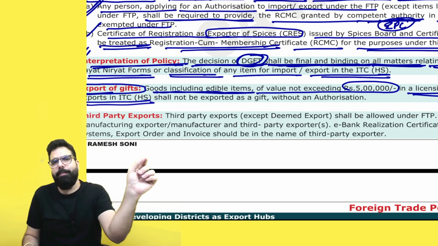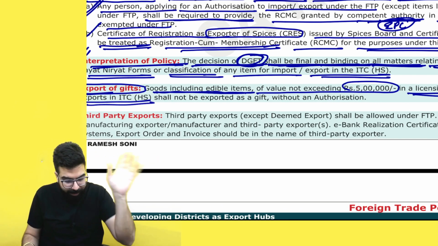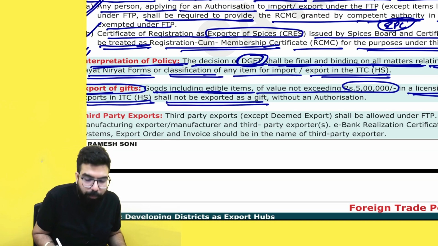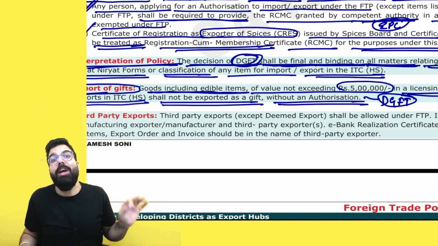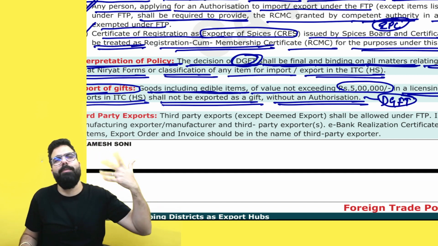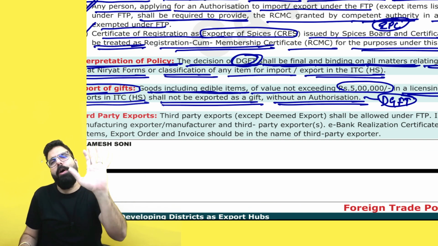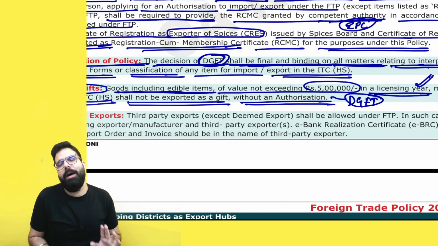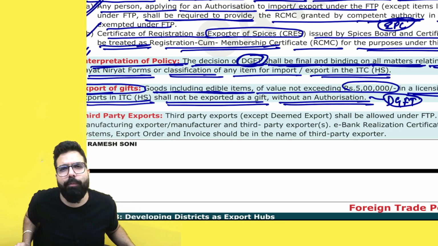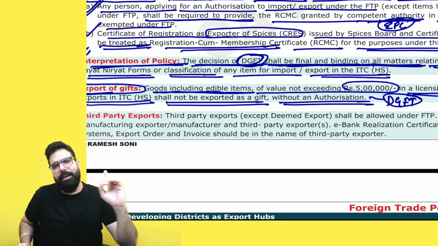In ITC-HS, when you see that an item is restricted, then it shall not be exported as a gift without an authorization. It means you have to go to the DGFT, take an authorization, only then can you export a restricted item. For freely exportable items, 5 lakh rupees per license year, means every year you can export. But if you are exporting items which are restricted, then you have to take DGFT's permission.